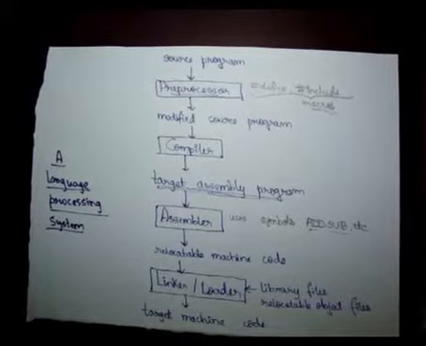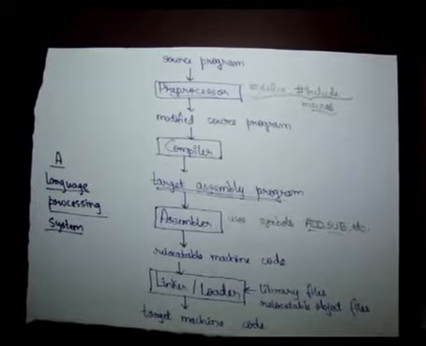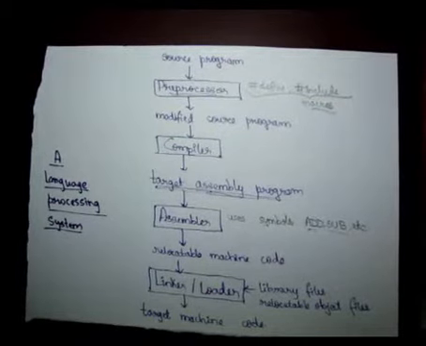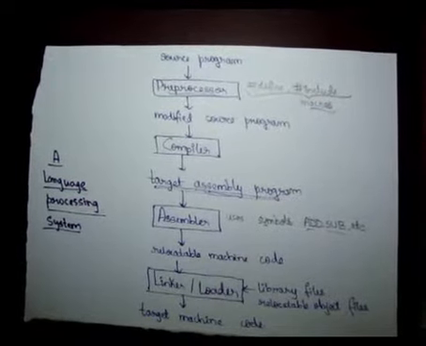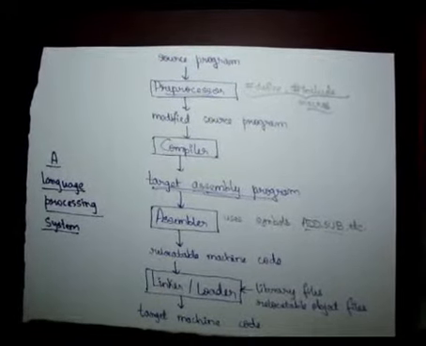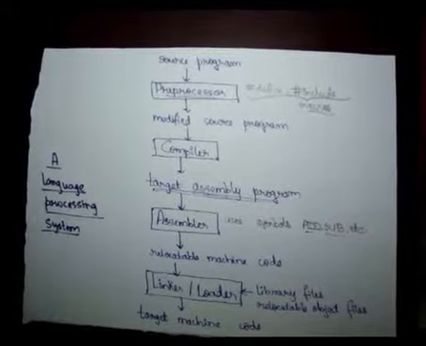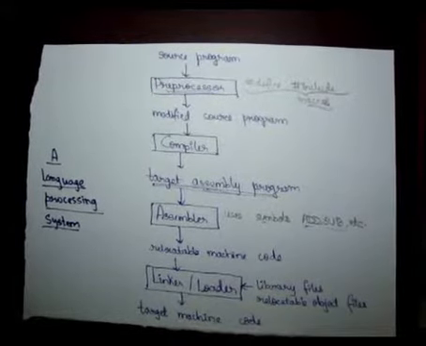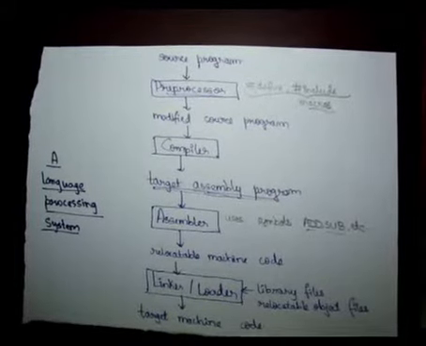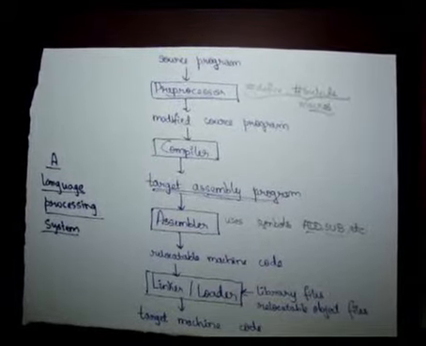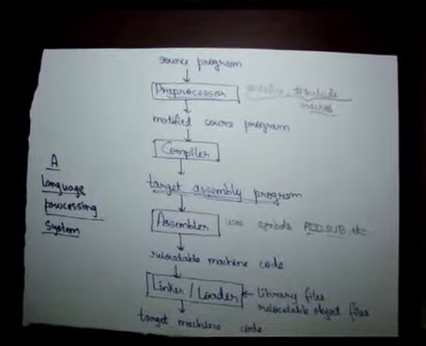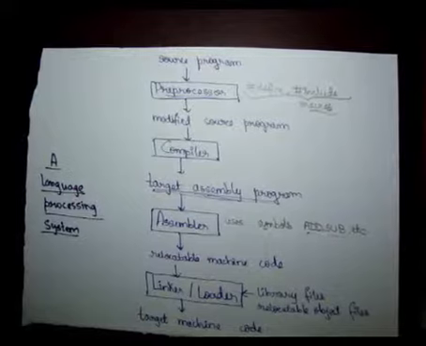In addition to a compiler, sometimes we would need other programs which are required to create an executable target program. We know a target program is needed for us to process some of our inputs to generate the desired outputs. So we would need, in addition to the compilers, some other programs which are required to generate a target machine code or a target program.